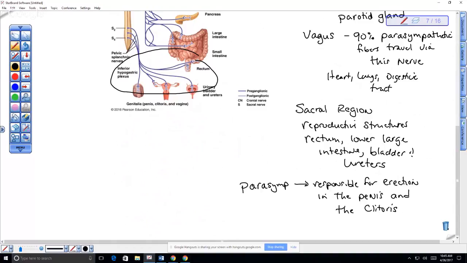Now notice that it is not responsible for the final phase of the sexual response, which is ejaculation or orgasm. So ejaculation, I'll put here in parentheses, orgasm. In females, this would be the contraction of the vaginal walls and sometimes the uterus as well. So this is actually sympathetic.